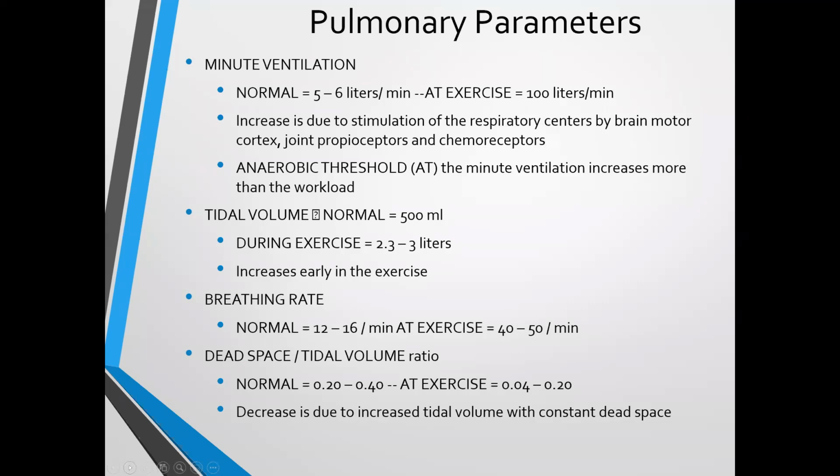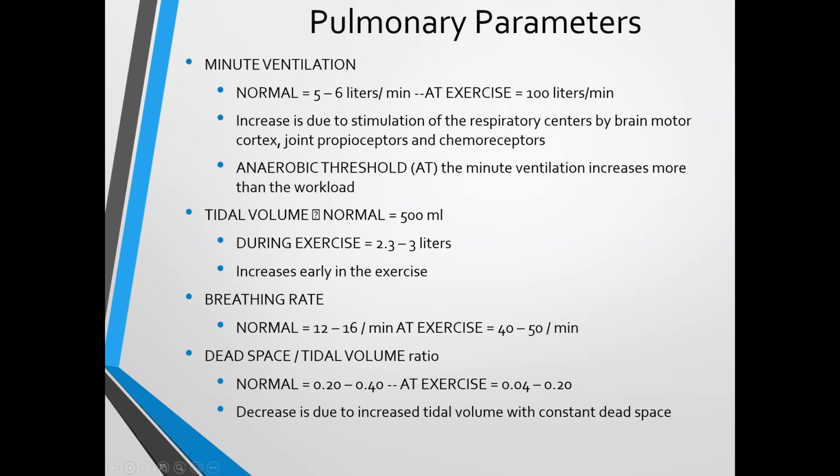And basically, you have these proprioceptors and chemoreceptors that will say, oh, your venous blood has too much carbon dioxide in it, arterial blood does not have enough oxygen in it, so you've got to breathe more. You don't think about it, but it's what happens. Anaerobic threshold is, again, when minute ventilation increases more than the workload. So basically, the body can't keep up.